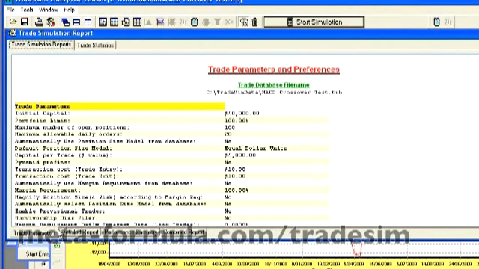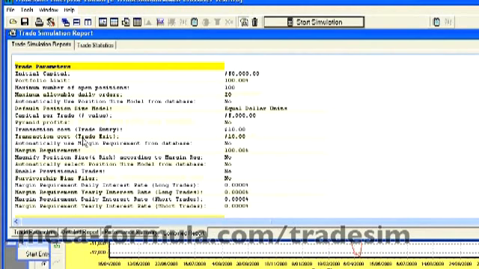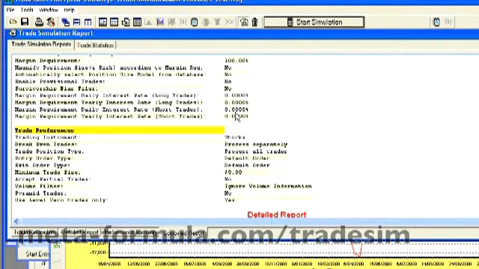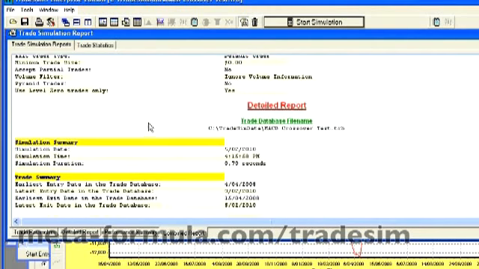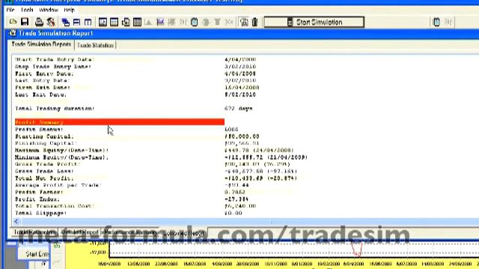Now having a look here, there's a few reports. Usually I jump straight to the combined report because that adds all of the reports together. Initially it'll outline what your trade parameters are, and those were just how much we're trading with and the size of our positions, that sort of thing.